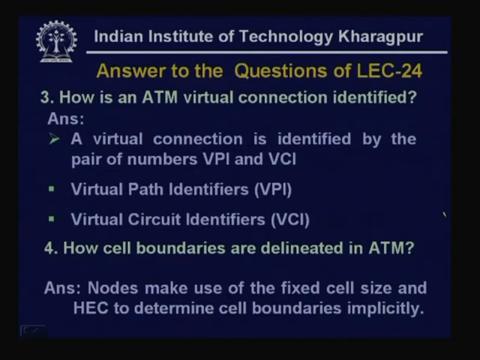This is the relationship between TP, VP and VCs. Third question was, what is an ATM virtual connection? How is an ATM virtual connection identified? Answer is, a virtual connection is identified by a pair of numbers VPI and VCI, that is virtual path identifier and virtual circuit identifier. We know that this is a 12-bit number and this is a 16-bit number. With the help of this, it is identified. Fourth question was, how are cell boundaries identified in ATM? The answer is, nodes make use of fixed cell size and HEC, that is header error control, to determine the cell boundaries implicitly, as we have discussed in the last lecture.